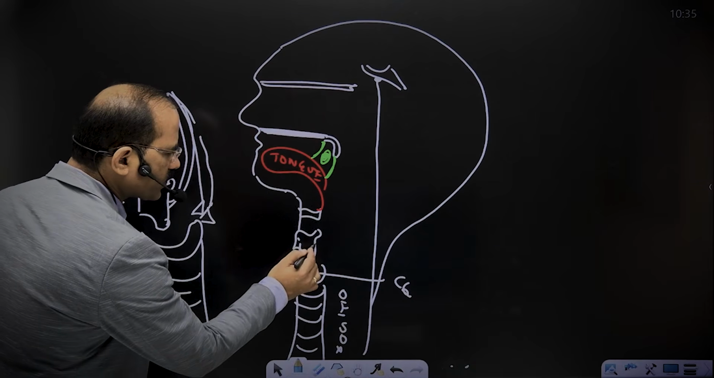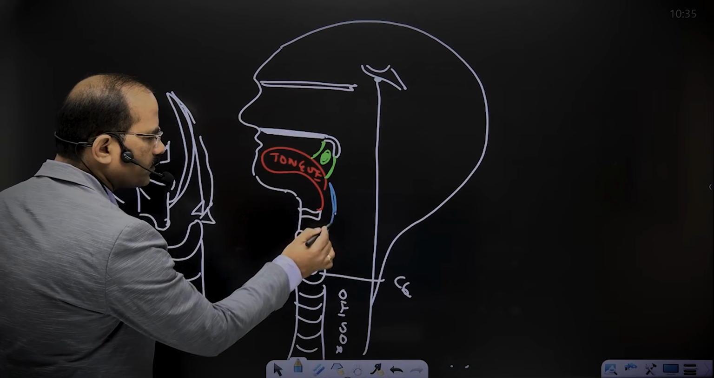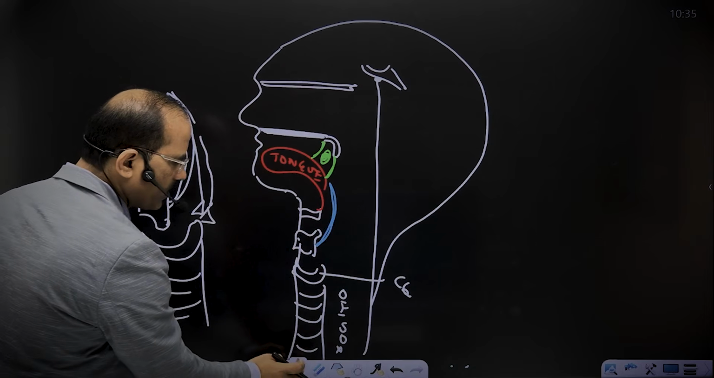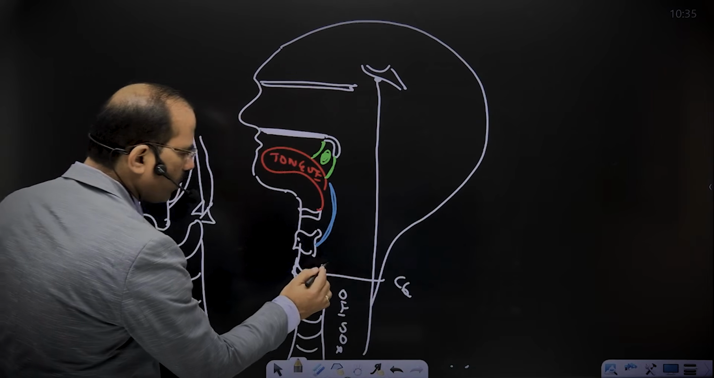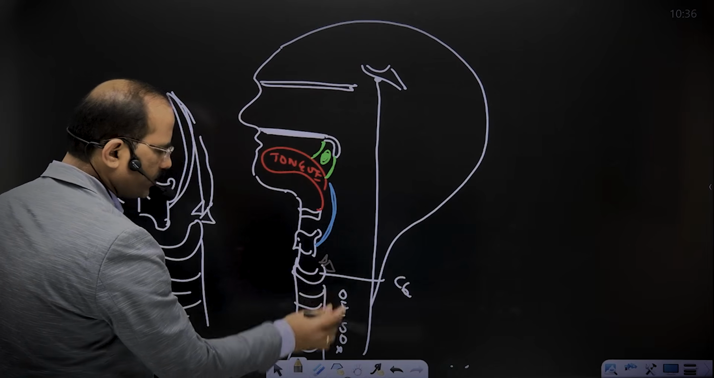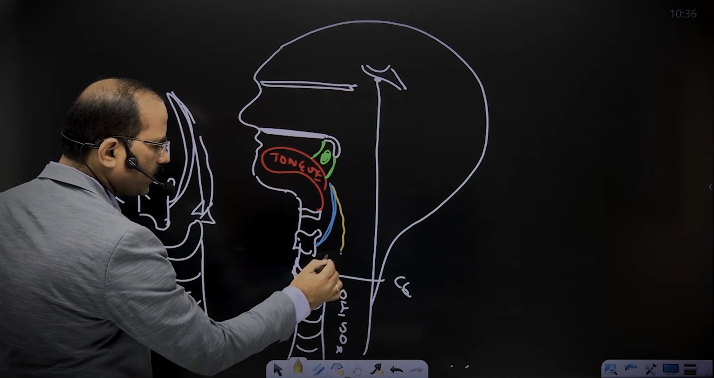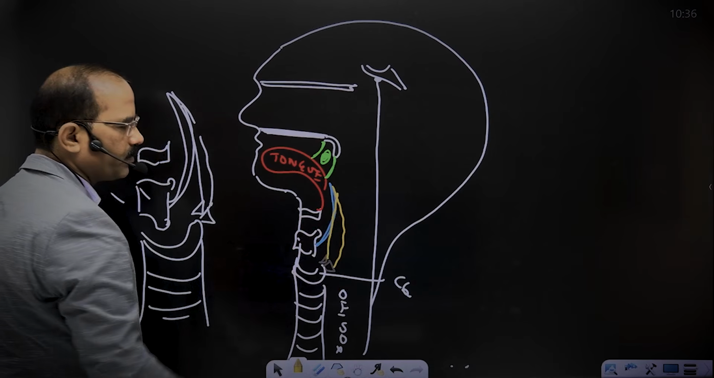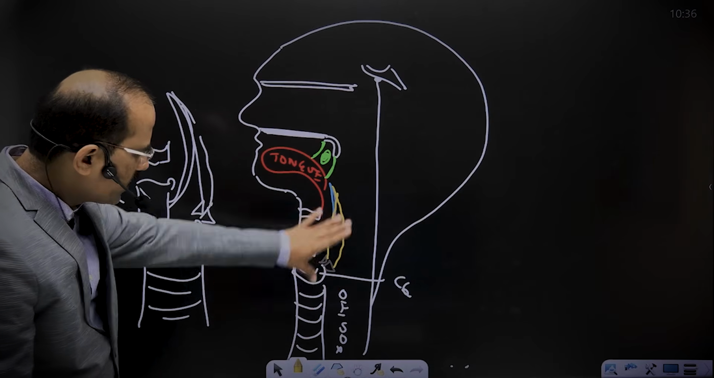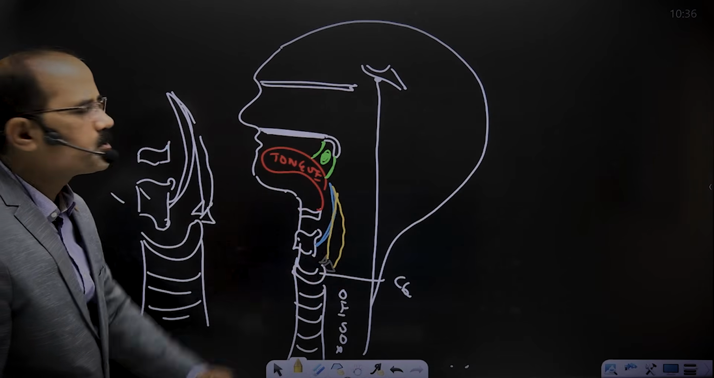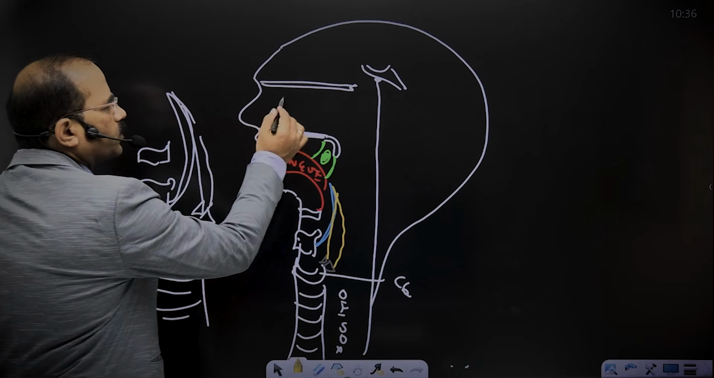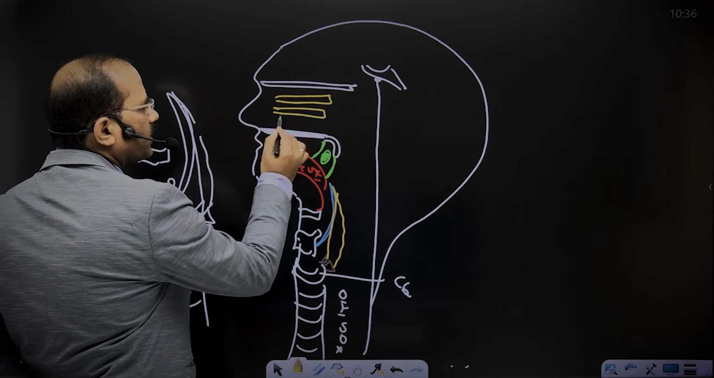So what is this structure from the thyroid going back to behind the tongue? That's the epiglottis. What is this structure which is sitting on the cricoid cartilage? These are the arytenoids. And what are these folds here beginning from the epiglottis to the arytenoid? These are the aryepiglottic folds. So that's the larynx.